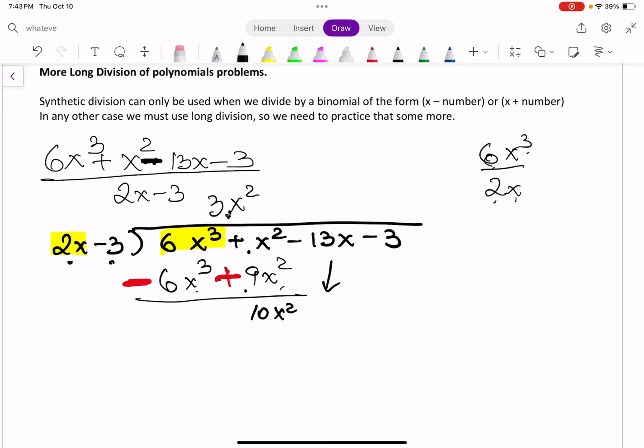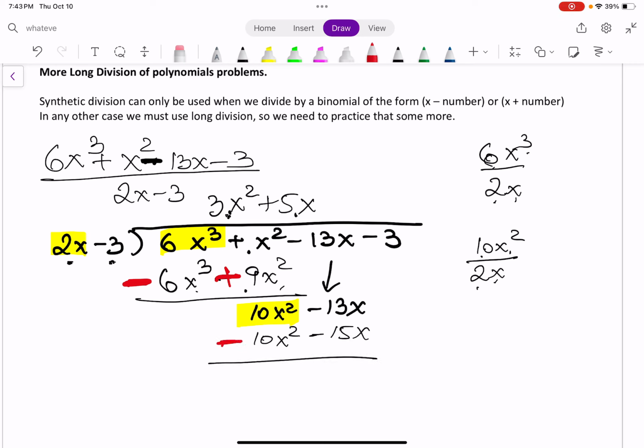Bring down -13x. And do the same thing again. Think about how many times does 2x go into 10x squared? Well, we need a 5 to go from 2 to 10. And we need one more x factor to go from x to x squared. So 5x times 2x is 10x squared. 5x times -3 is -15x.